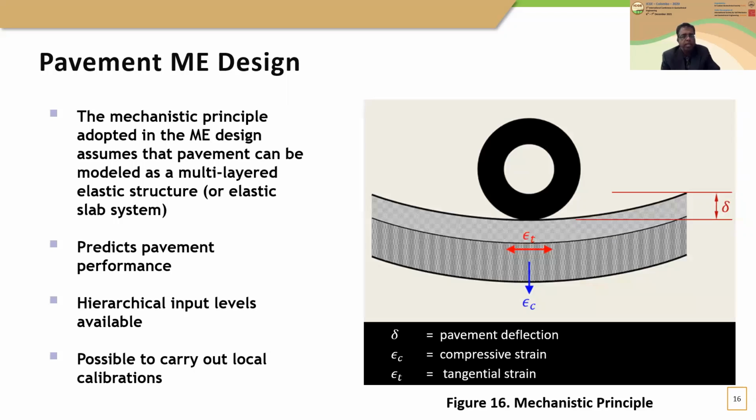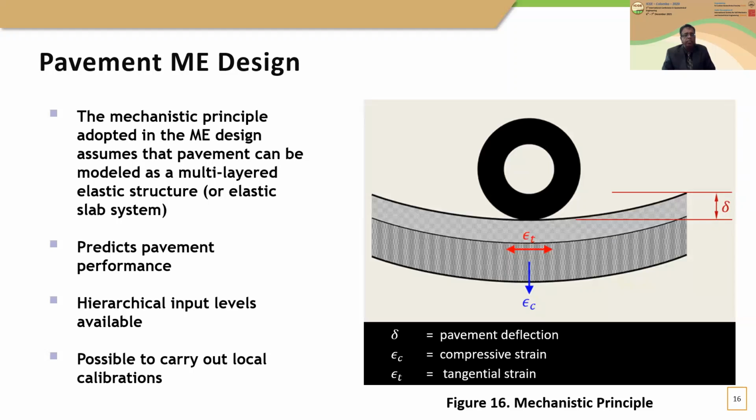Now let's look at mechanistic principle. Mechanistic principle adopted in ME design assumes that the pavement can be modeled as a multi-layered elastic structure system. The relationship between pavement deflection and compressive and tangential strains is modeled. The damage caused by the applied loads over the design period is quantified mechanistically. And then the damage is correlated to various distress types empirically. Therefore, the design method is called mechanistic and empirical.